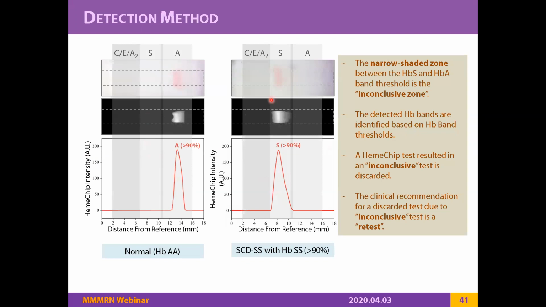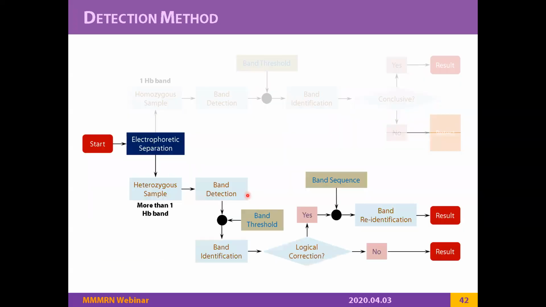So this is an example of a homozygous sample. We look at hemoglobin A and hemoglobin S, and we are clearly able to detect and identify the hemoglobin bands. If we have a heterozygous sample, we have multiple bands, then we look at all the bands, and then we apply some threshold.